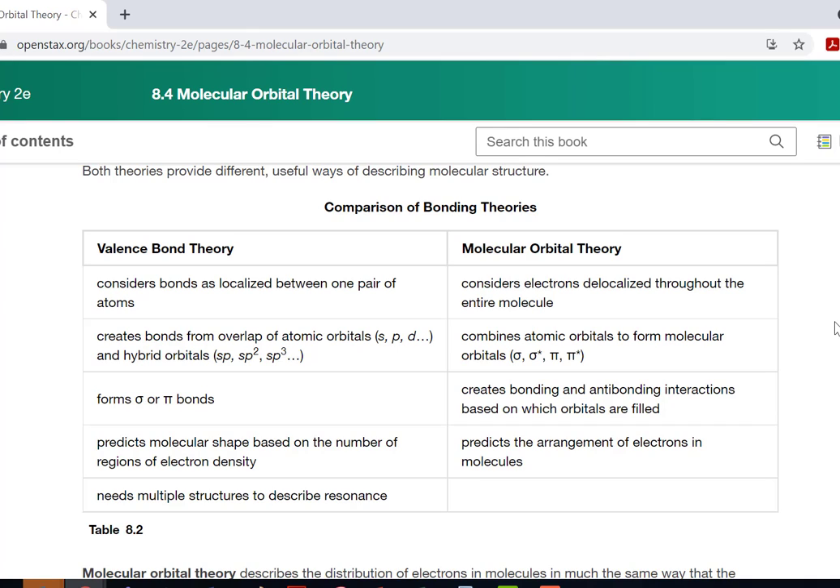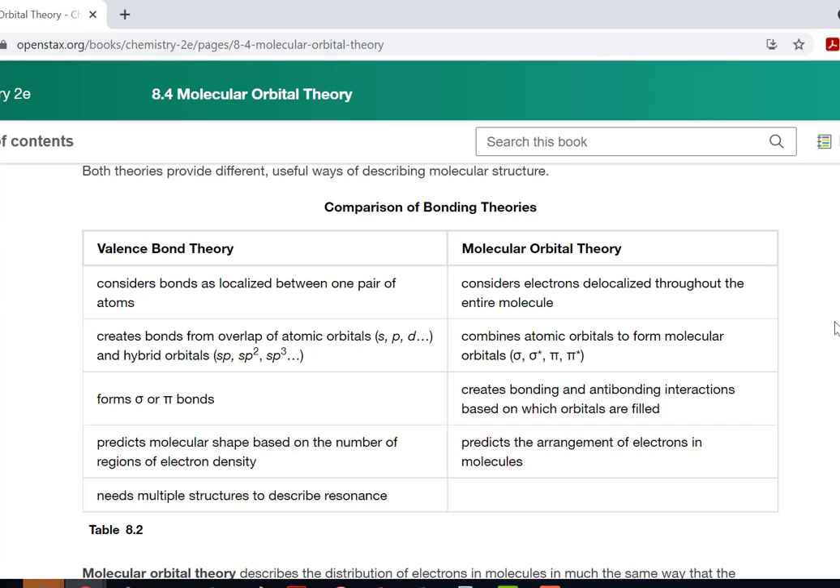So instead of taking those atomic orbitals and just hybridizing them, where we're making a brief shift and then we look at an overlap, we're combining all of the orbitals from all of the atoms to make molecular orbitals that are for the molecule as a whole.